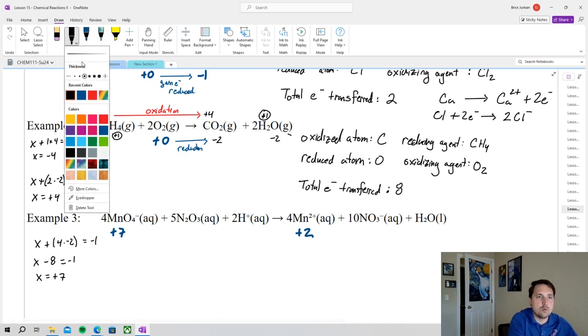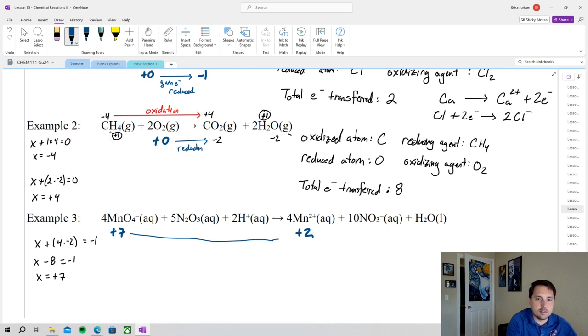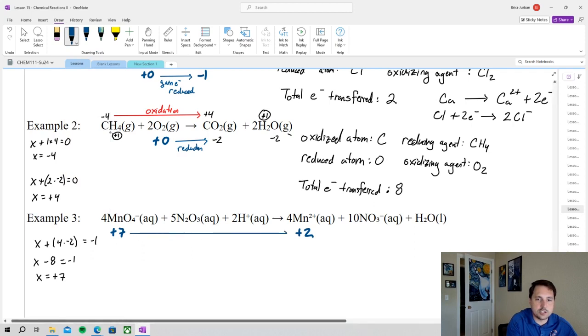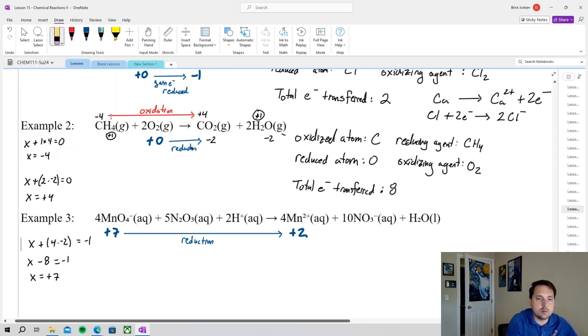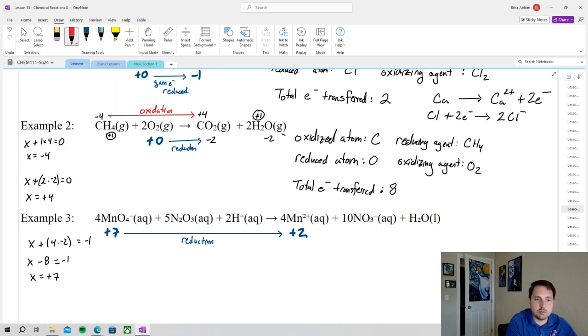So what we can see is that we get a reduction here. We gain 5 electrons in this process per manganese. And then on the top, well, let's see what we have. We have oxygen, and oxygen we're going to pretty much ignore. It's always going to be -2 in these because it's not by itself. But then we could look at the nitrogen. And so the nitrogen changes.